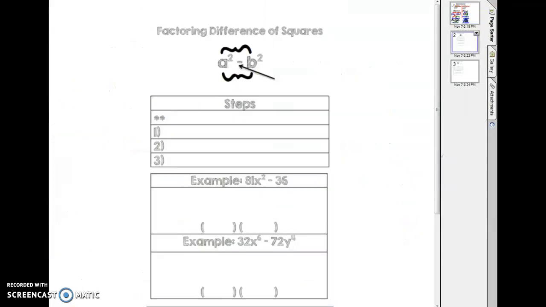The next page you need to copy is this. So go ahead and pause and go ahead and copy this down. Alright, so after you finish copying this down, here's the information.